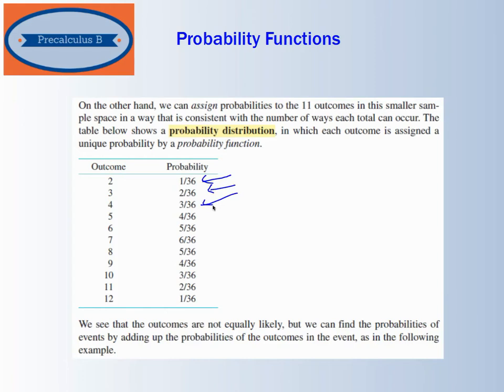All right, we can see that the outcomes here are not equally likely, but we can find the probabilities of events by adding up the probabilities of the outcomes in the event. All right, and we're going to see an example where we can do this. So if we want to find the probability of an event occurring and the outcomes don't have equal likelihood, we can create this probability distribution that we can use to solve the problem.